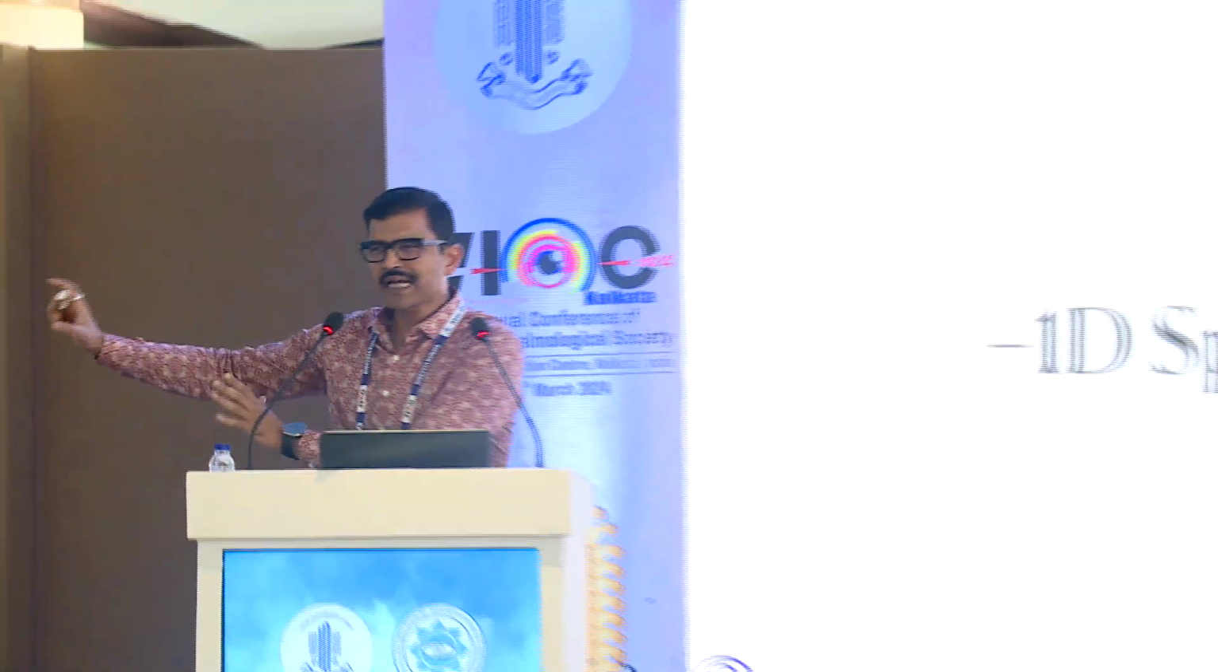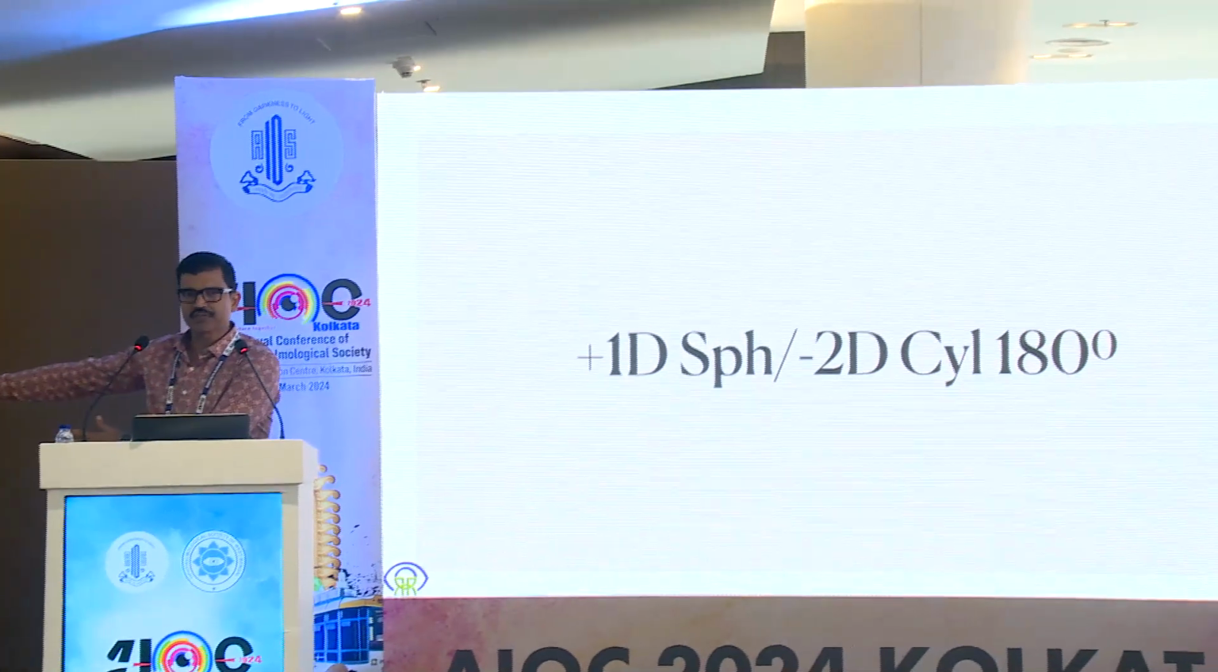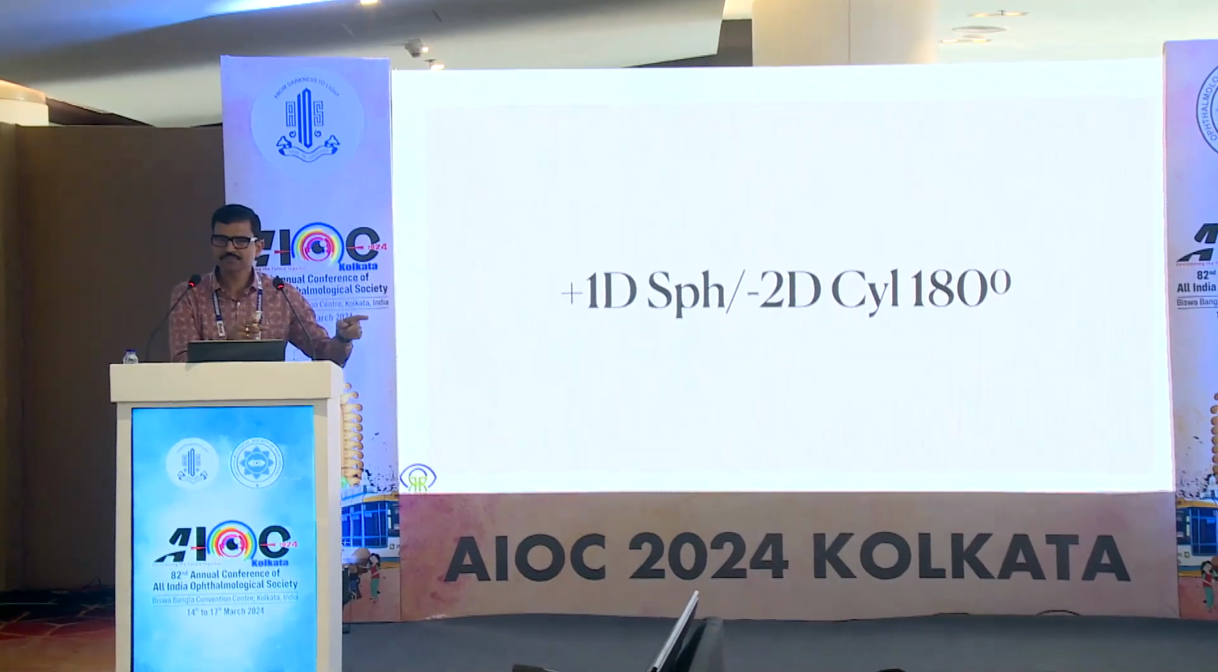This is a post-operative refraction of a patient, a plus 1D sphere with a minus 2D cylinder at 180 degrees. What does it tell you? It tells you that a toric was demanded, was required, and we did not give it. Either that, or we have implanted a toric, the patient needed a toric, and it has rotated by more than 30 degrees. We'll take the second possibility under the carpet first and concentrate on the first.